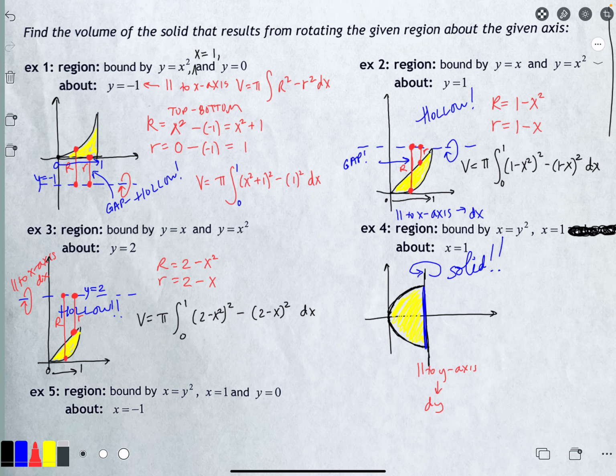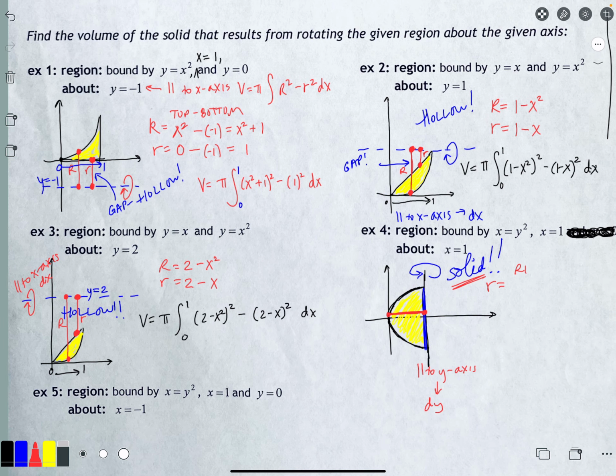I'm just going to have one r because it's solid, and I'm going to draw from the axis of revolution to the outer curve on the original region. So that's going this way now. Anytime you're going about a vertical axis, you're going to do right minus left. So I'm going to have to do right minus left on this. On the right, it's touching the line x equals 1. On the left, it's touching the line x equals y squared.